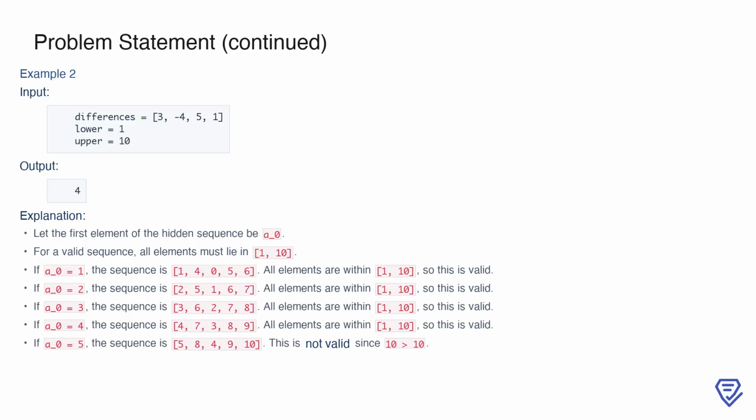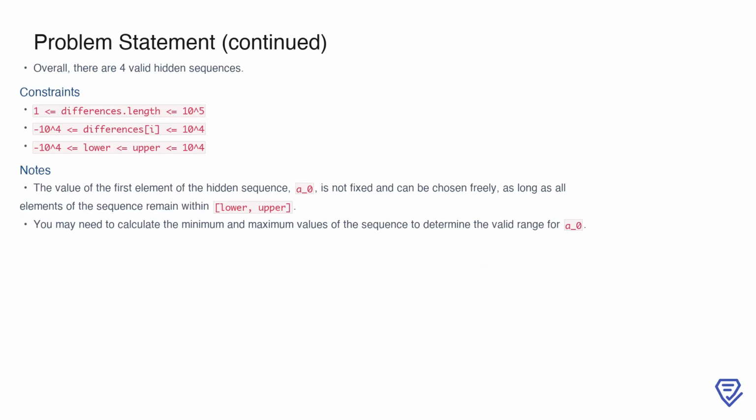Trying other values, such as hidden[0] equals 3 or 4, results in additional valid sequences like 3, 6, 2, 7, 8, and 4, 7, 3, 8, 9. Choosing hidden[0] equals 5 makes the sequence 5, 8, 4, 9, 10, which includes an element equal to 10, the upper bound, but remains valid. Beyond this, if we increase hidden[0] further, the sequence exceeds the range. After counting all possible valid sequences, we find that there are 4 in total. To summarize, in the second example, there are exactly 4 valid hidden sequences.